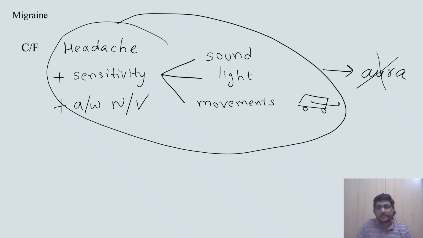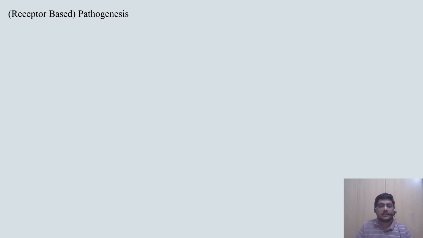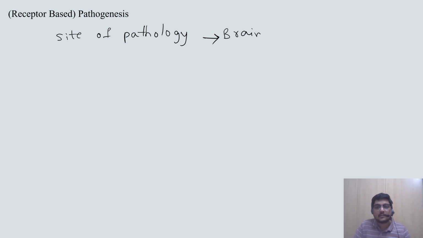So, where is the site of pathology in migraine? Where is the main problem happening in migraine? Because it is a primary headache, we need to focus on the receptor. We have to treat the receptor, right? So, where are those receptors present? We have to target the brainstem and hypothalamus. These are the main sites of pathophysiology of migraine.